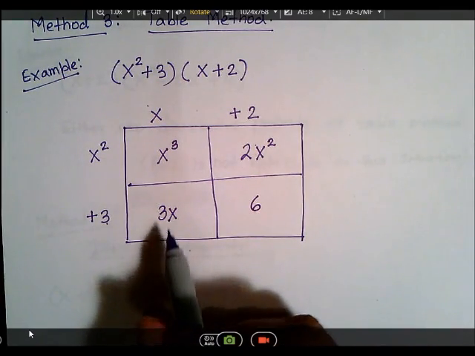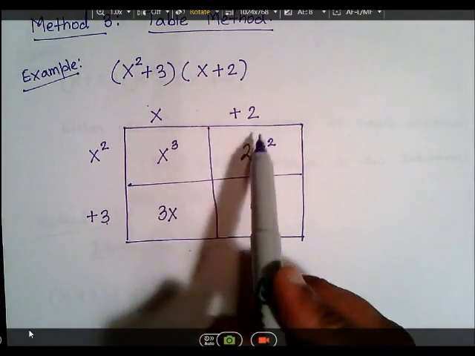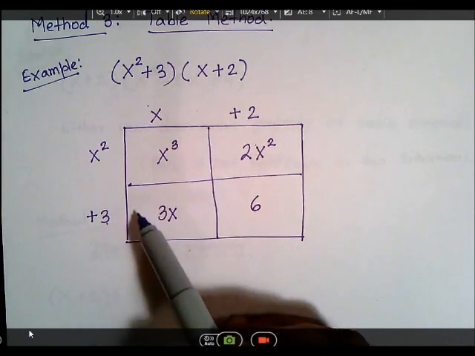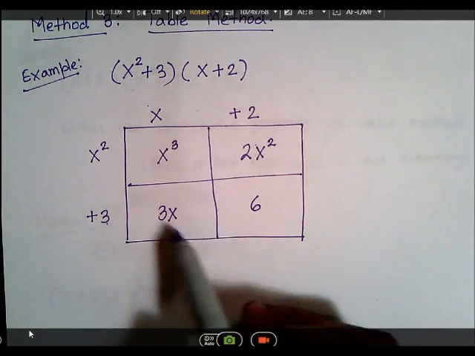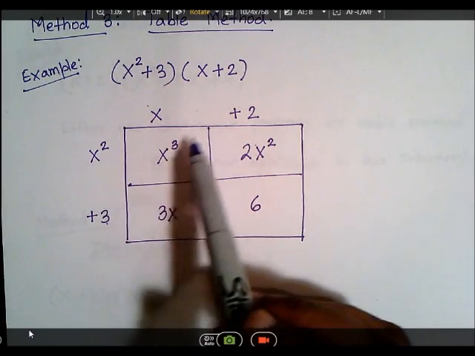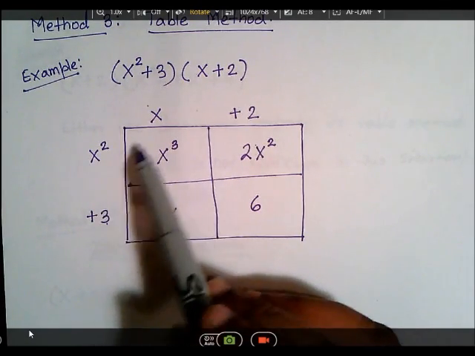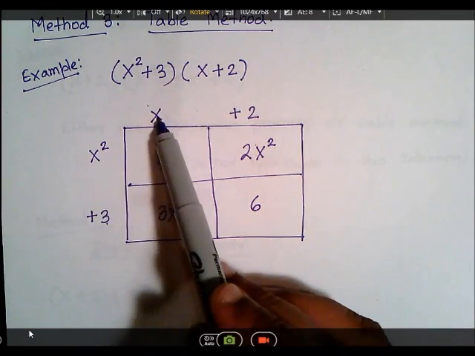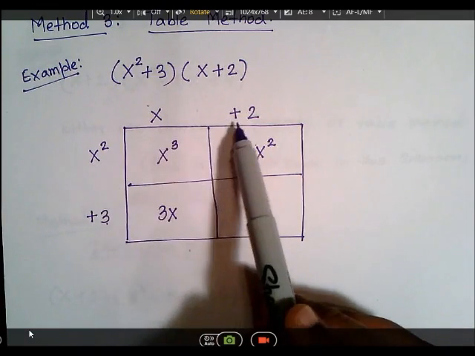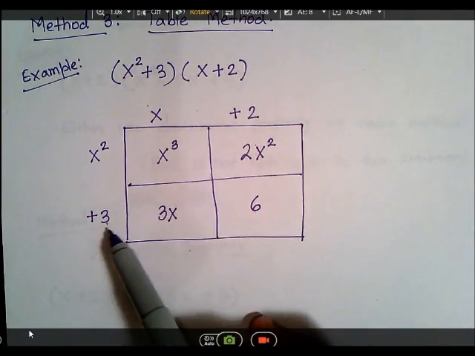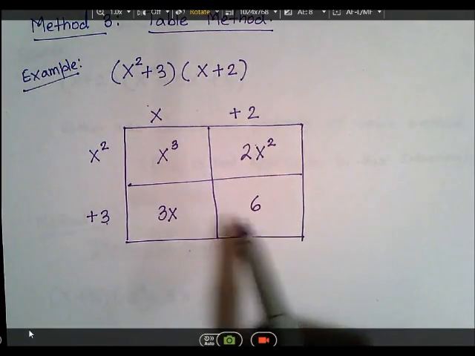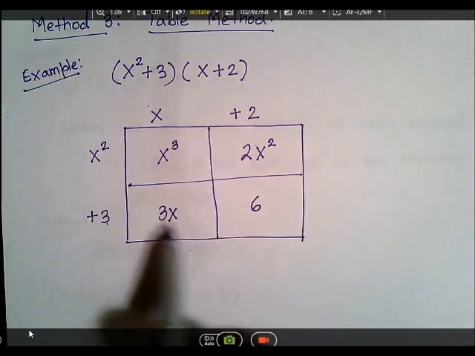Care should be taken that you are only multiplying what's outside the box. Sometimes you end up multiplying 3 times 2x squared and put the answer here. Please make sure that you are multiplying only what's outside of the box. Okay, so x squared times x, x cubed, x squared times 2, 2x squared, 3 times x, 3x, 3 times 2 is 6. So you got all the 4 terms.